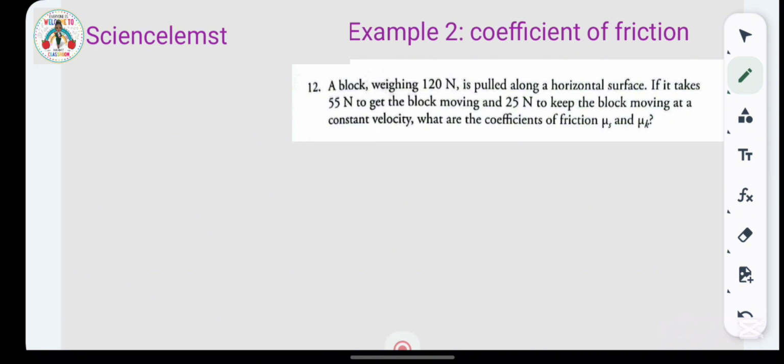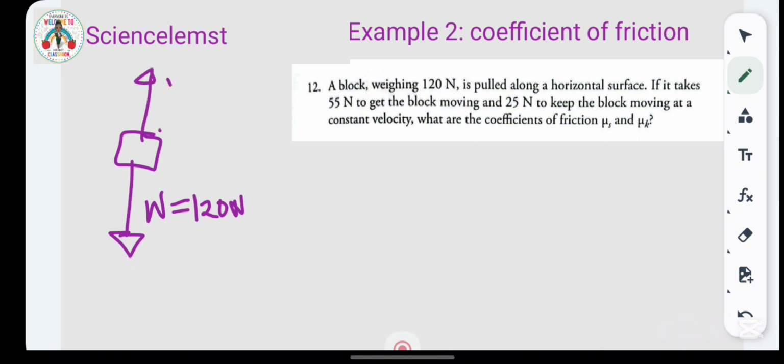Okay, let's analyze the statement. I have a block. It has a weight of 120 Newton. That simply tells me that normal force is 120 Newton. The block is being pulled along a horizontal surface. They're not specifying the direction, so I choose the right for the force applied.